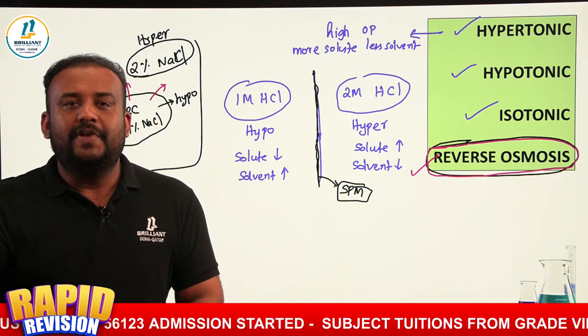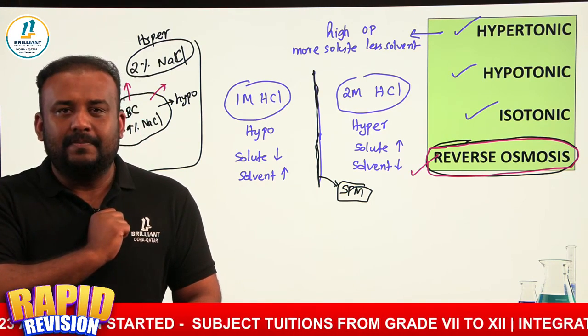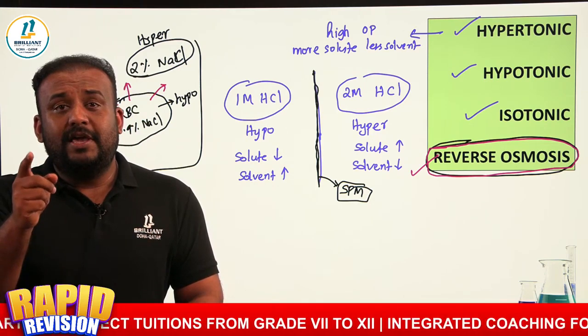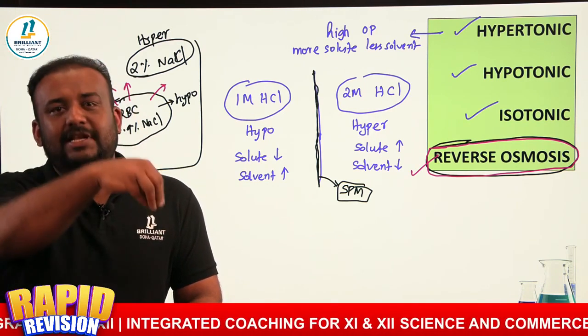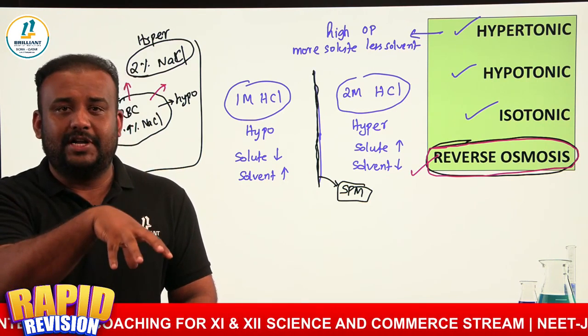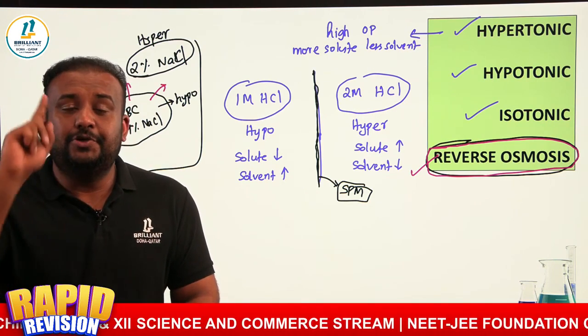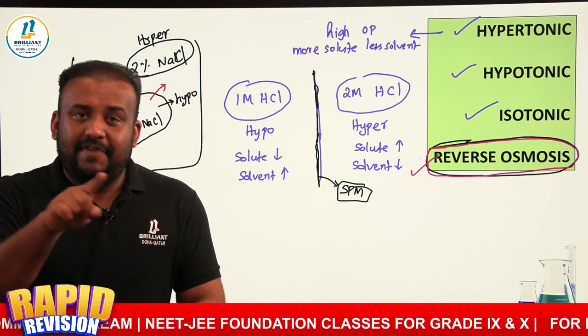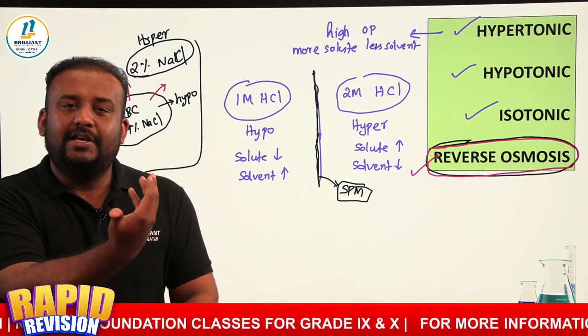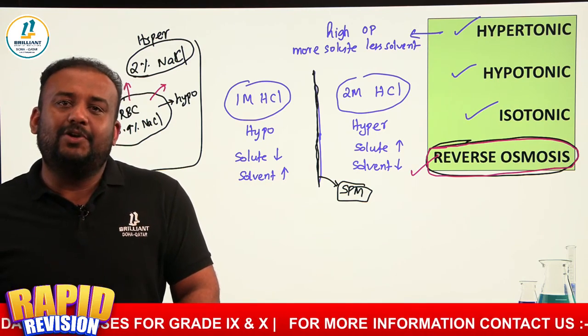So where will water move? From pure water to salt water. Correct? Now, if I have to reverse this, what should I do? I will apply an external pressure on the side of the salt water. And how much should it be? It should be more than the osmotic pressure of the salt water. If I do that, I can make water move from salt water to pure water.